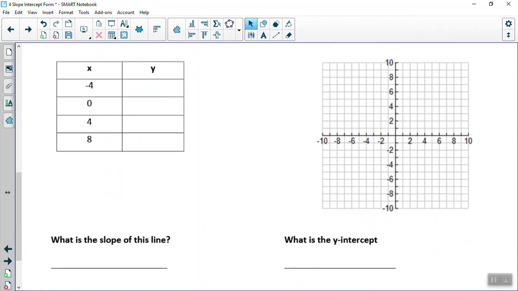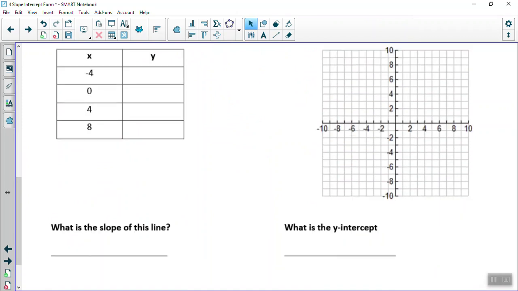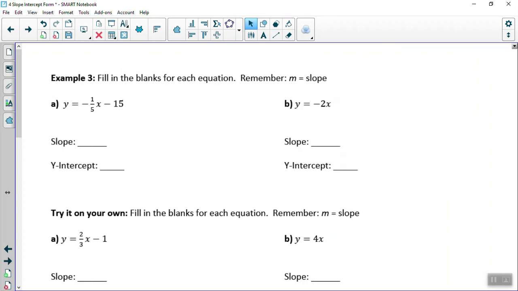All right, I want you to try on your own. I want you to come up with some y values based on the x values that were given to you, and then graph it, determine the slope of the line, and what is the y-intercept. Go ahead and pause the video now. Okay, let's go to the next page.